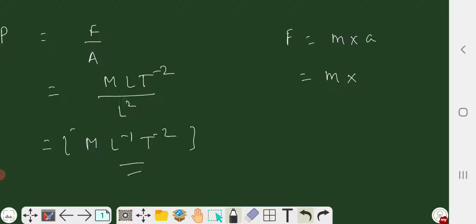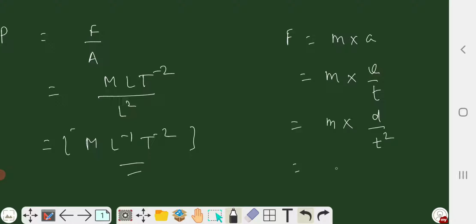Mass is very basic, that is a basic physical quantity, so I will take it as it is. Now acceleration is velocity upon time. Now I will be reducing velocity into one more step, like a simpler formula, displacement upon time. So it will look like distance upon time squared.